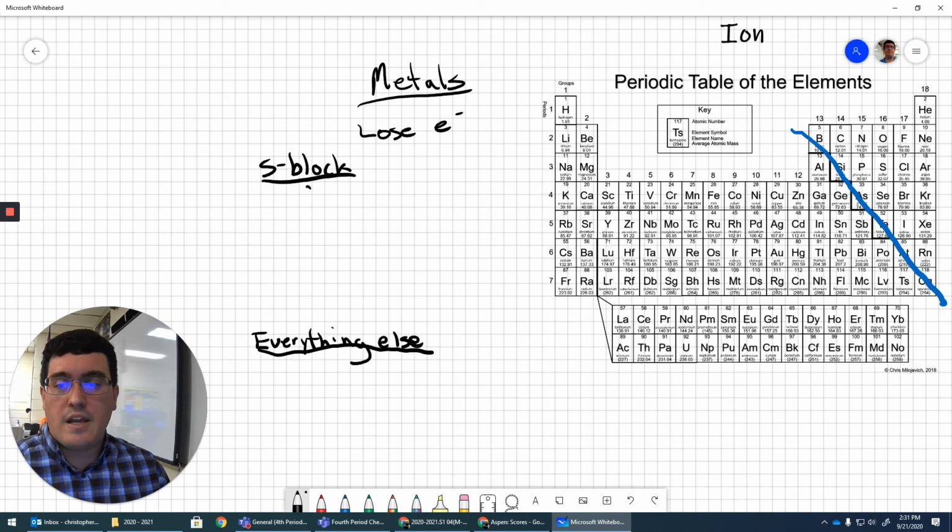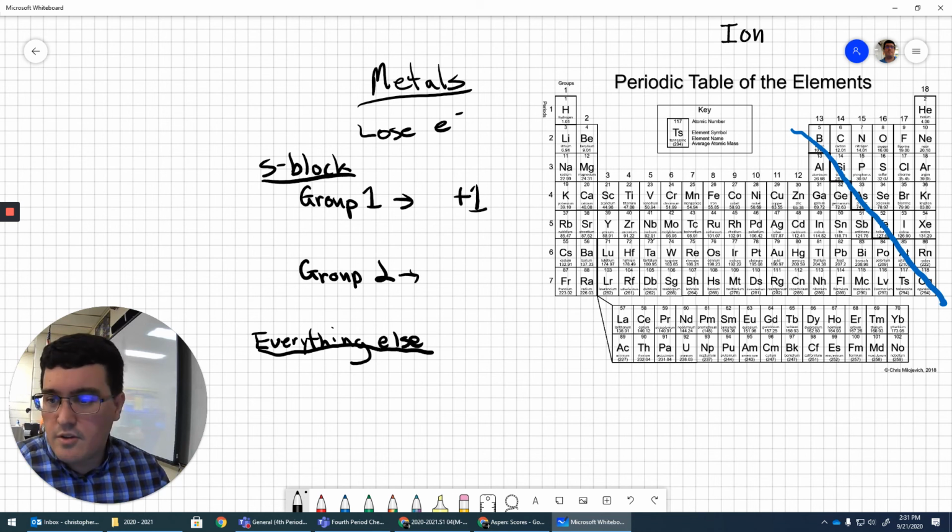So remember, S block is group 1 and group 2. Remind yourself that's the S block right there, group 1 and group 2. Group 1 elements always form +1 ions every single time. And you'll never guess what group 2 ions are. Group 2 ions are always +2.